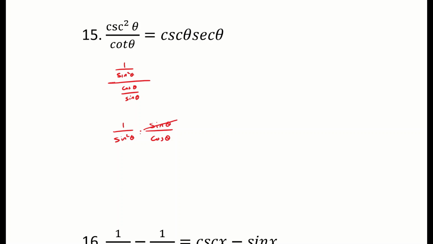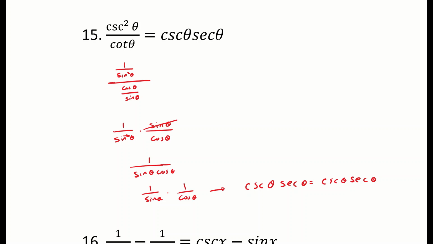So notice how one of the sines cancels, and I'm left with 1 over sine theta cosine theta. And so they're multiplying, so I can rewrite this as 1 over sine theta times 1 over cosine theta. 1 over sine theta is cosecant theta, 1 over cosine theta is secant theta, which is exactly what they were asking us to show.